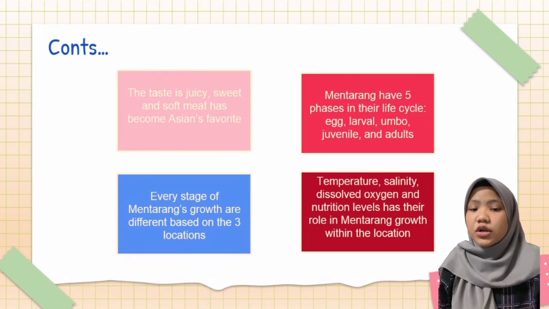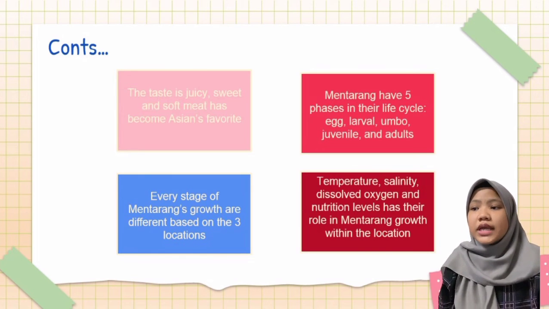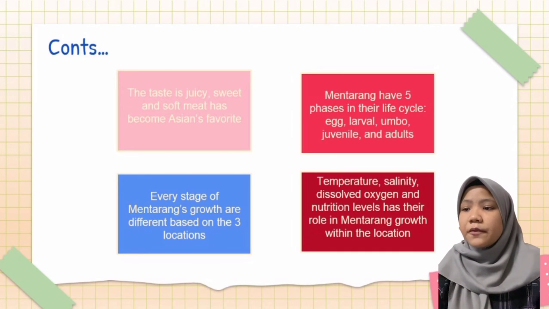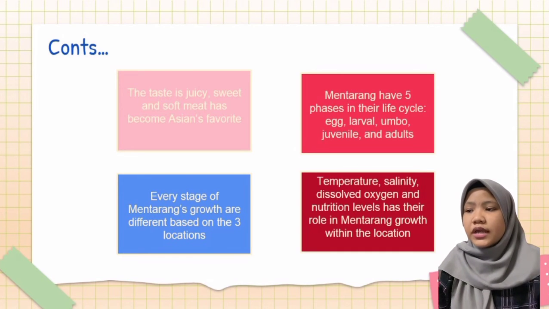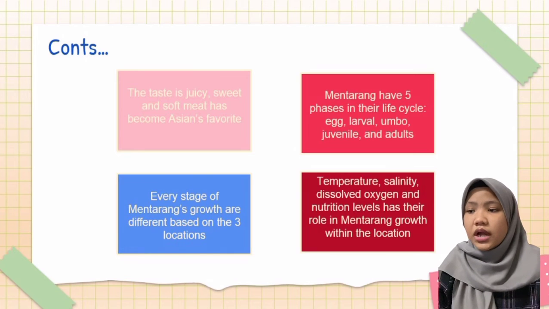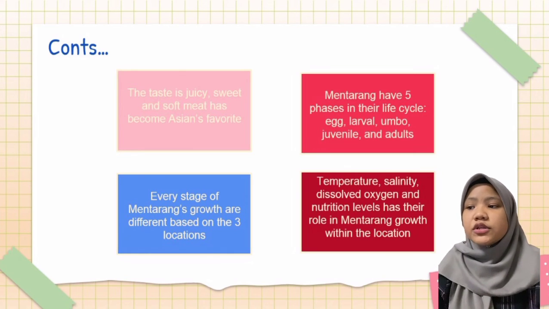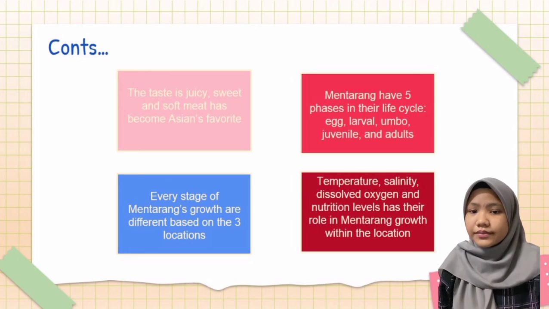Mentarang has become one of the most favorite for Asians because the taste is so sweet, juicy and soft. In Hong Kong, Malaysia, Thailand and the Philippines, it is edible and sold fresh or dried. It has become one of the most sought after bivalves in Central Philippines because of the taste. It is commercially important and widely loved food in Malaysia, particularly among Malaysians, although its biology is poorly known.